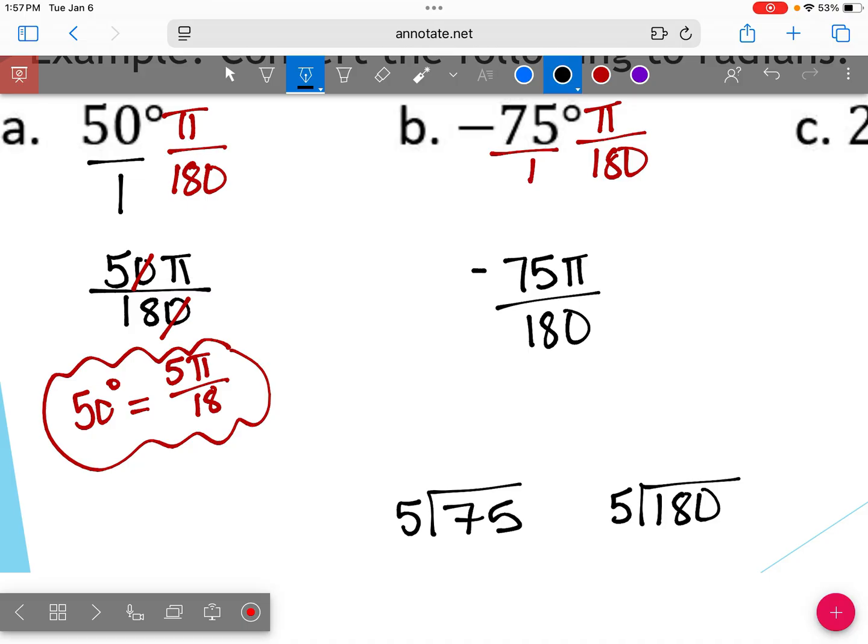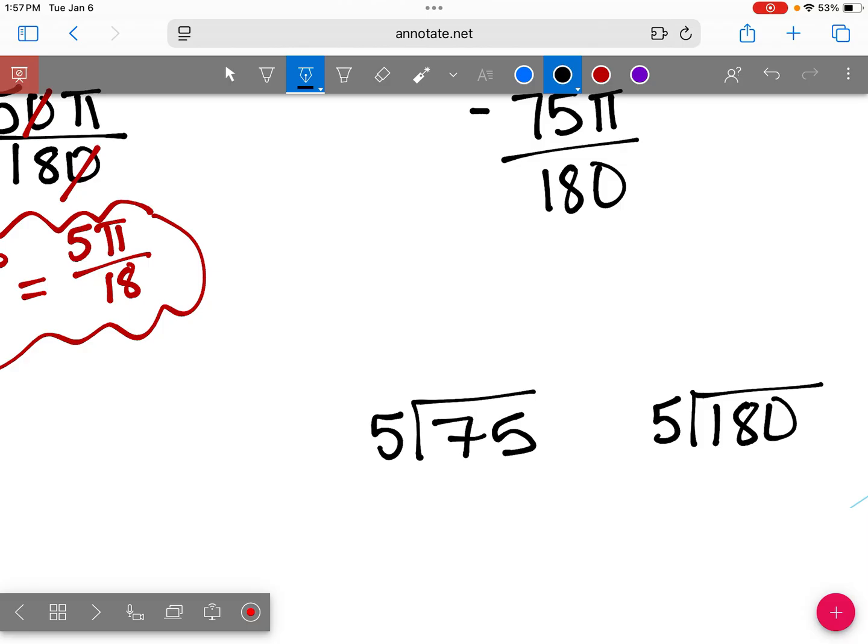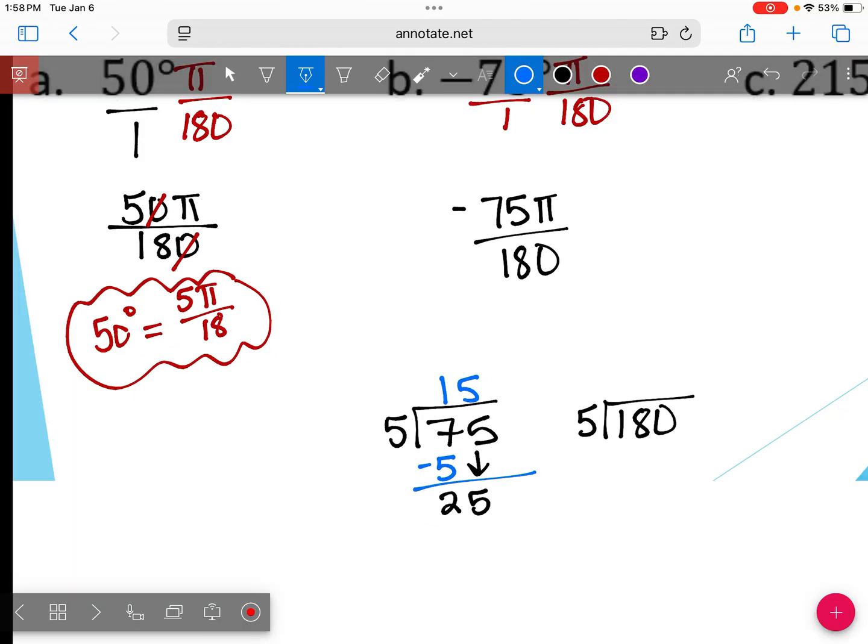How many times does 5 go into 7? Put the 1 on the roof. Then we subtract that 5. 7 minus 5, I know without a calculator we can do this, is 2. Bring down the 5. How many times does 5 go into 25? 5. So my numerator changes to negative 15 pi.